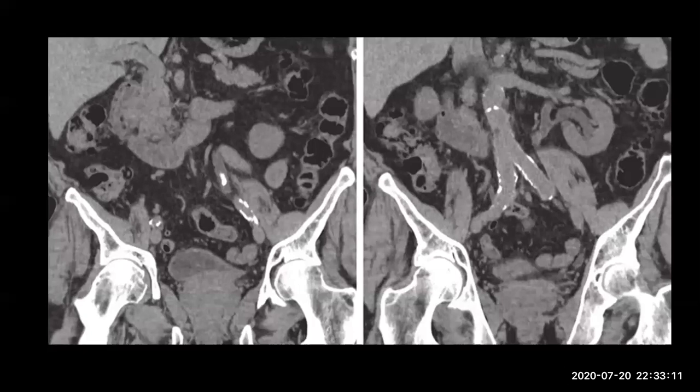Two sections of coronal CT scan, native study, showing left ectopic malrotated kidney, with atherosclerotic changes of the lower aorta and both iliac arteries. Okay. Any other things?